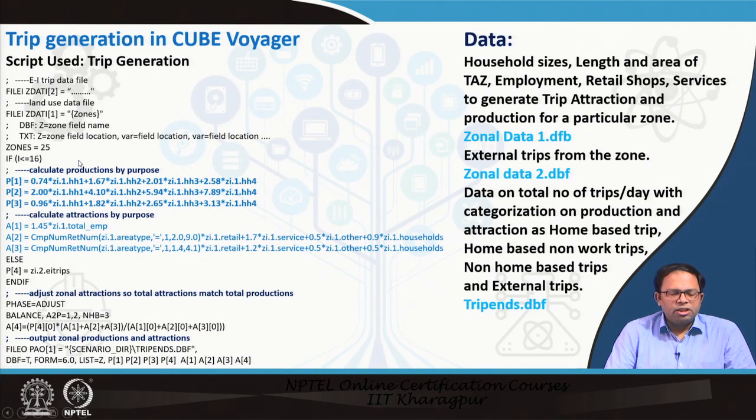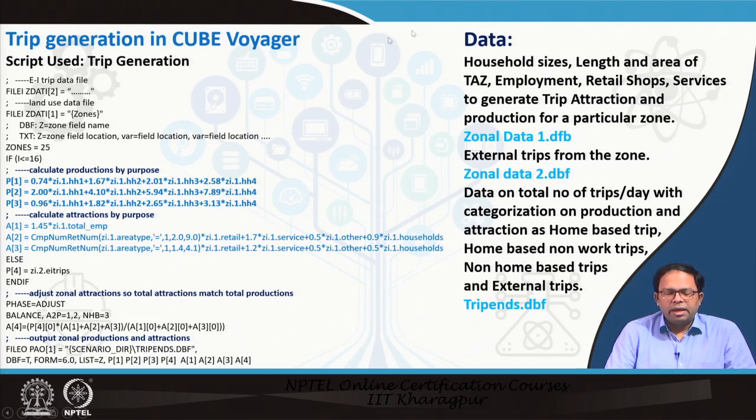Over here on this page we can see the equations that have been used. P1, P2, P3 are predicting productions for 3 kinds of trips for each zone, and A1, A2, A3 are predicting attractions for the different zones for these 3 kinds of trips. For example, A1 is home based walk trips, so here total employees is used for prediction. Similarly, for the others we have used other variables.